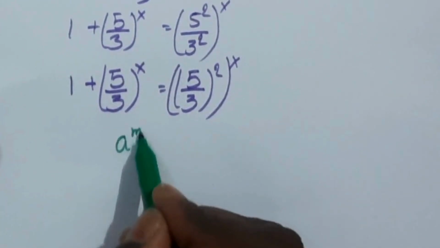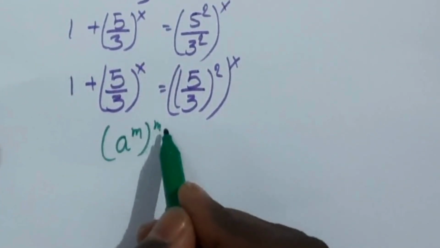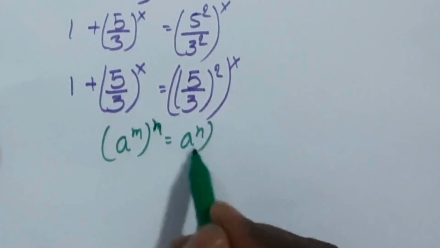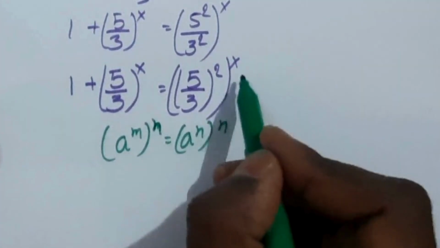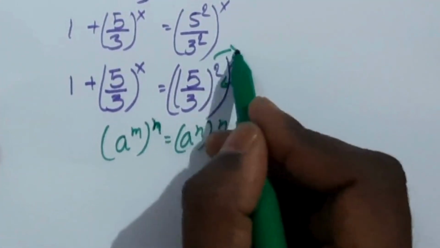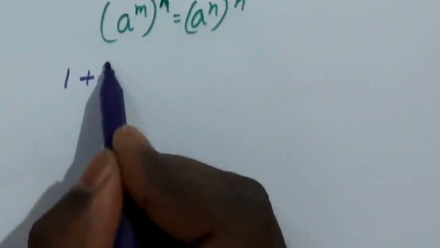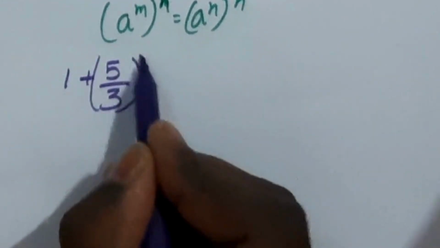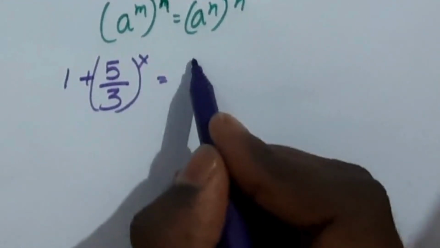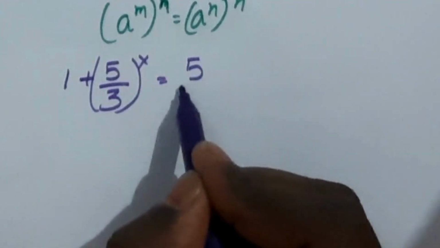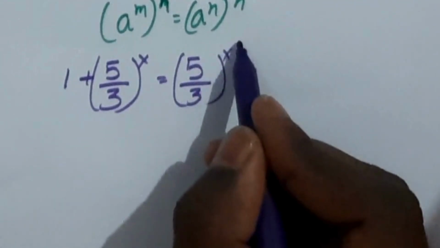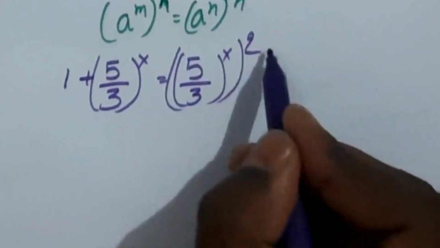(a power m) whole power n equal to (a power n) whole power m. This can be changed as per this form. 1 plus (5/3) whole power x equal to ((5/3) whole power x) whole power 2.